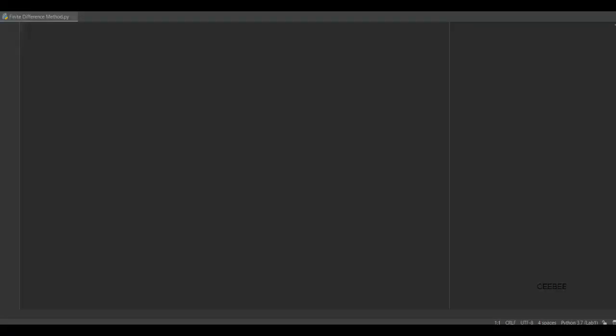Alright, let's do the coding part in Python to solve these equations. The first thing you have to do is import two libraries into this code: import NumPy and import matplotlib.pyplot. I'm not really going to go over how to add these to your IDE. I'm using the PyCharm IDE, but there are a lot of videos out there on how to add libraries to your IDE. These are the two libraries we're going to be using for this code.